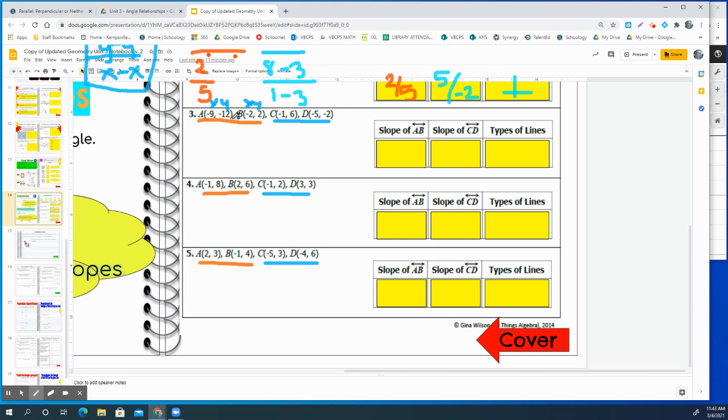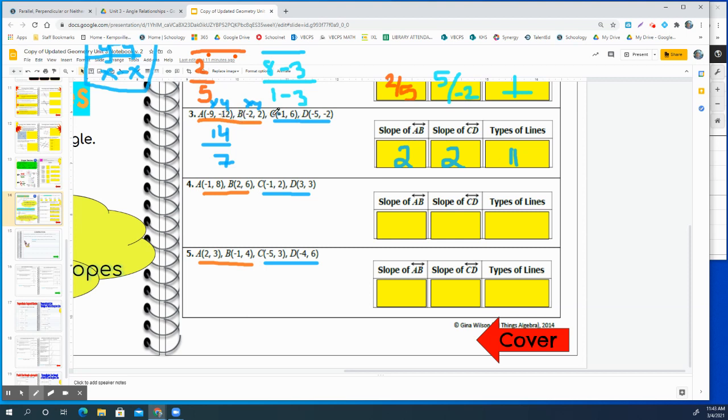AB 3 over 4. Is that a new one? And AB is 2. Which one, Cadence? So 2 minus negative 12 is 14, and negative 2 minus negative 9 is 7. So this one is definitely 2. What do we get for C and D? 2 as well? So are those parallel, perpendicular, or neither? Parallel. Exact same slope, going to be parallel.